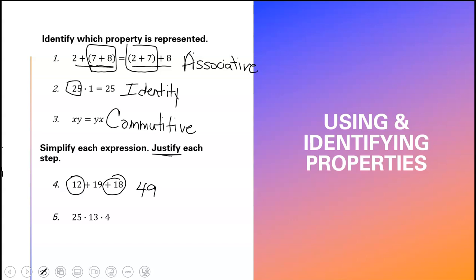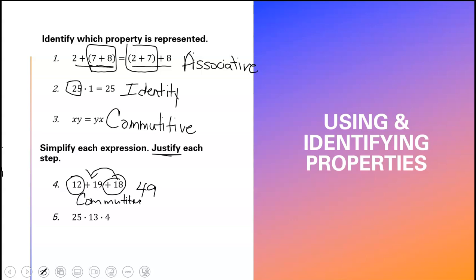What justifies the fact that I can do 12 plus 18 first, and I don't have to do the 19 plus 12 first? I can reorder this and put the 18 first if I want. What property says I can move these numbers? The commutative property, okay? So my justification is, hey, I use the commutative property to get the answer faster, right? All right, let's take a look at 5.